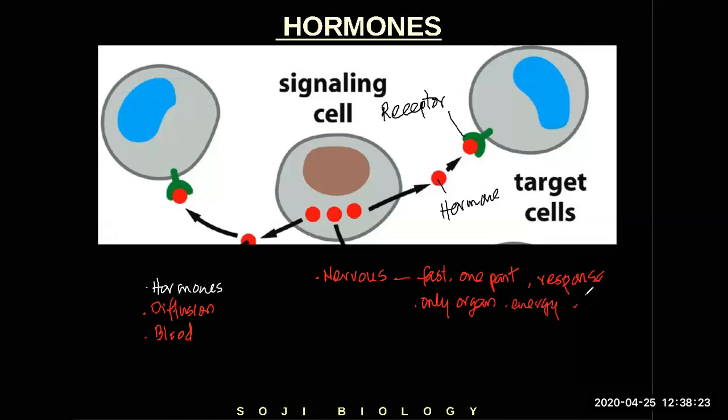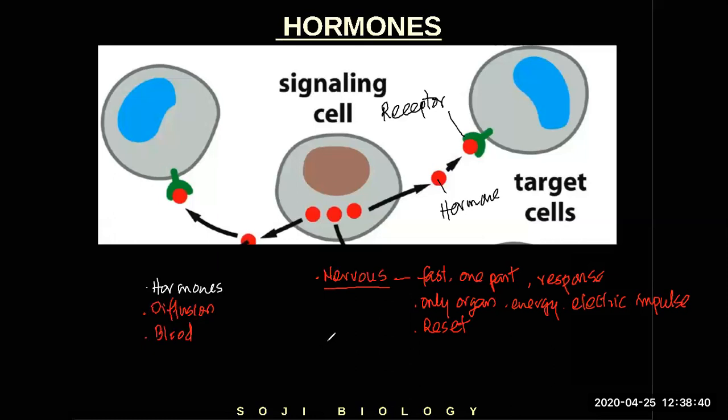It needs a lot of energy. It has to keep producing electric impulses, electric current, all the time. And it has to reset itself to produce the new impulse. So that's the disadvantage of the nervous system.